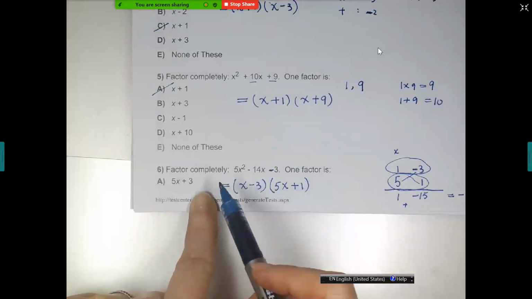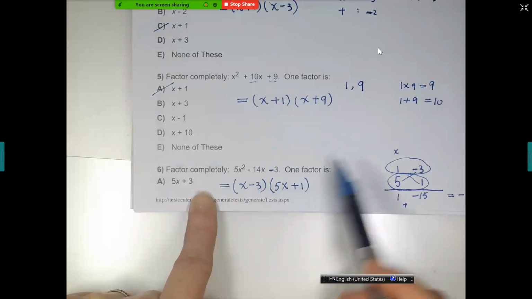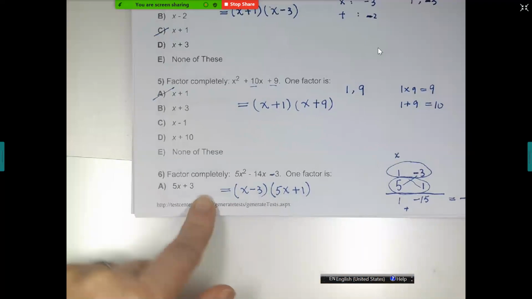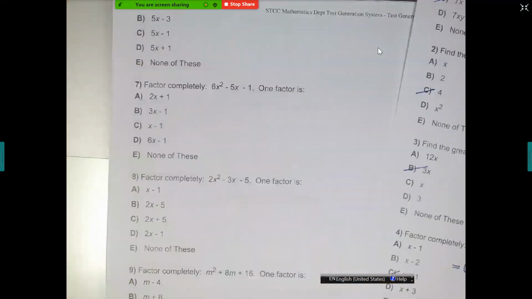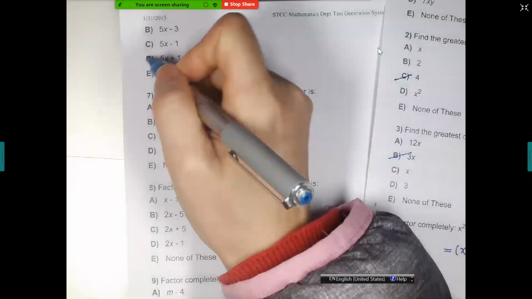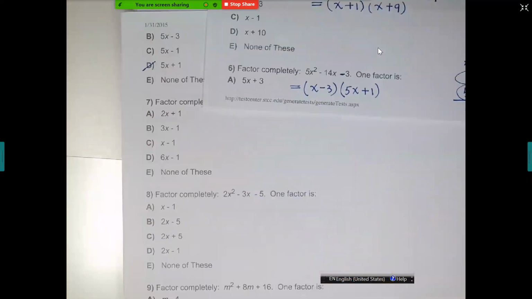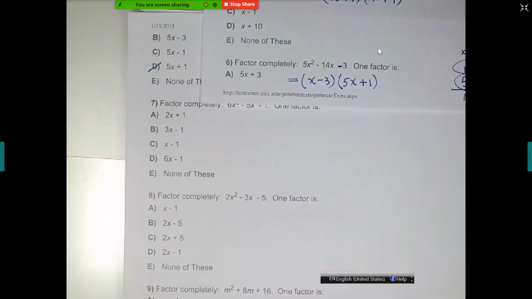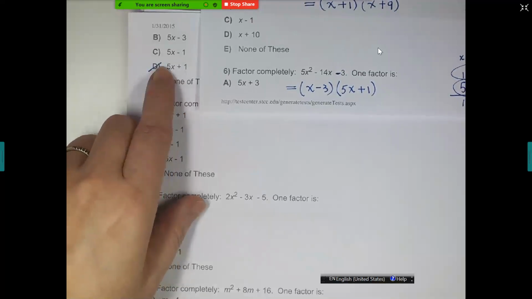And to answer this multiple choice here, they ask for 1 factor. So now let's see which answer is correct. I see 5x plus 1, D right here. So this is our final answer. x minus 3 times 5x plus 1. 5x plus 1 shows up here. So D is the right answer.